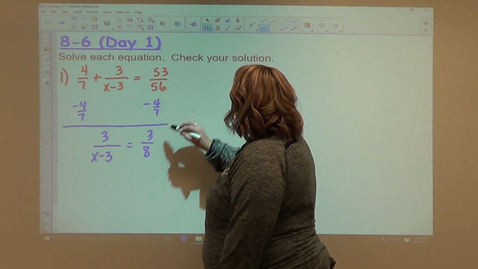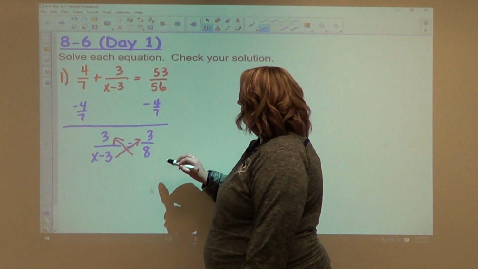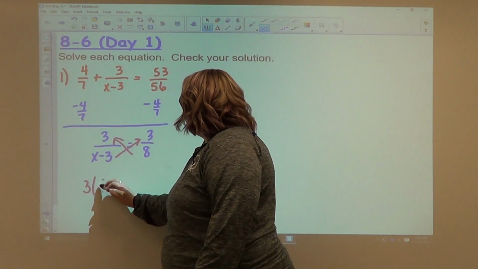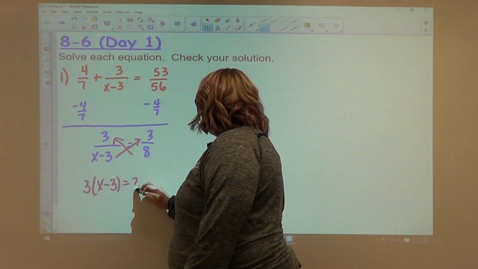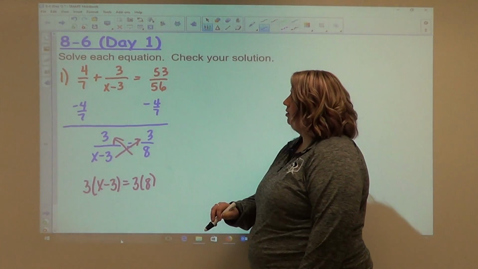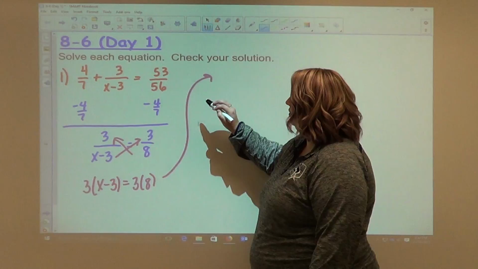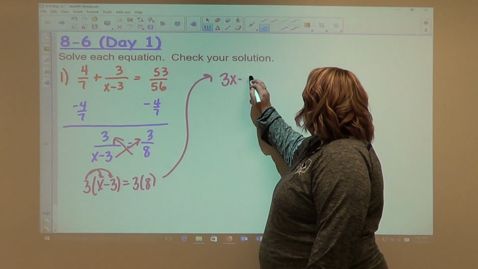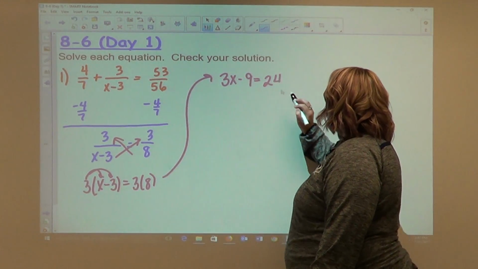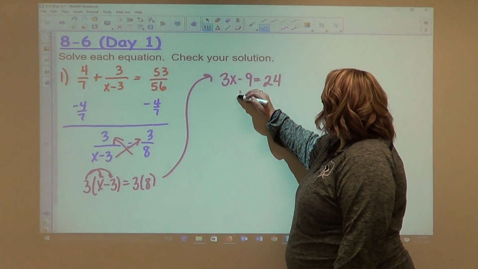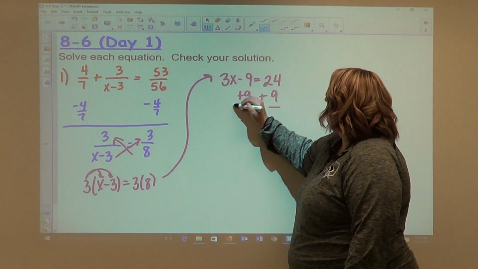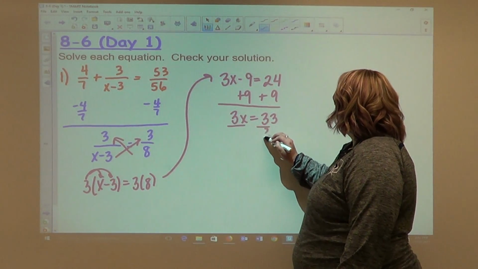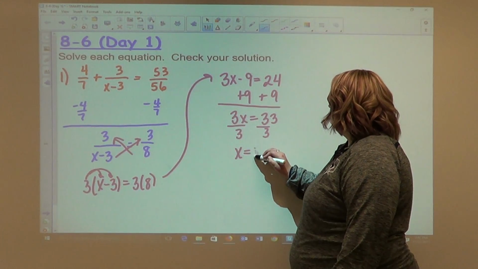Okay, and then I have a fraction equal to a fraction. When that happens, you can cross multiply. So then I would get 3 times x minus 3 equals 3 times 8. Well, then I would distribute on the left-hand side, so I would have 3x minus 9 equals 24. And I would solve this equation. So I would add 9. So I have 3x equals 33. Divided by 3, x equals 11.